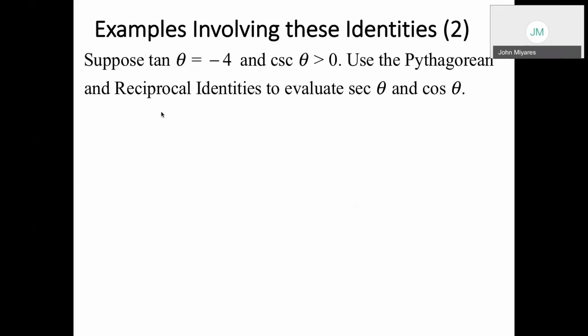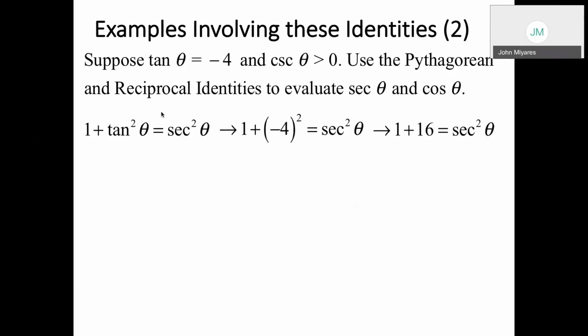The Pythagorean identity that involves tangent is the second one that says 1 plus the tangent squared of theta equals the secant squared of theta. Given that the tangent of theta is -4, we can substitute that into our equation and square out the 4 to get 1 plus 16 equals the secant squared of theta, or secant squared of theta equals 17. Taking the square root will give us the secant of theta equals plus or minus the square root of 17.